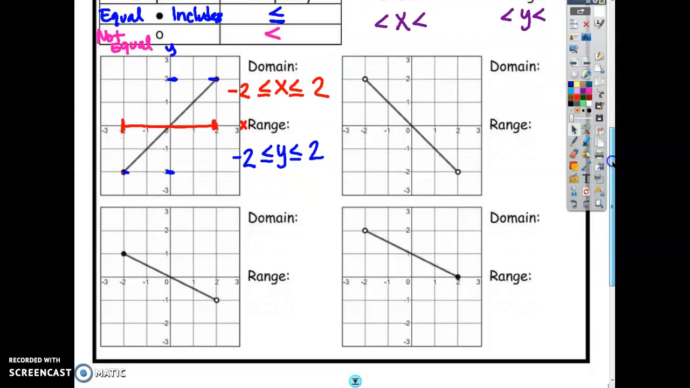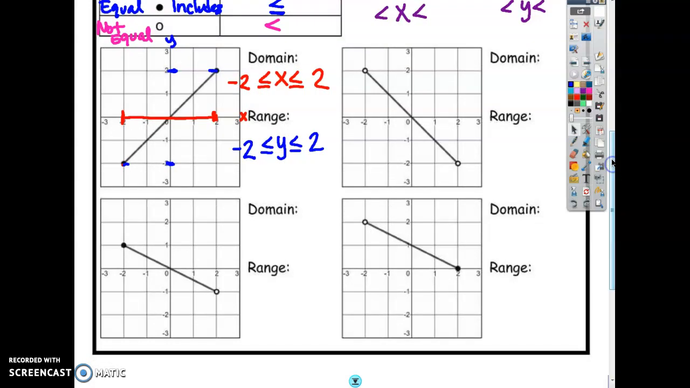Let's do this one right here. Now I have a closed circle and I have an open circle. So I'm going to have two symbols, one with a line, one without a line. So my x, let's start with x first, domain.